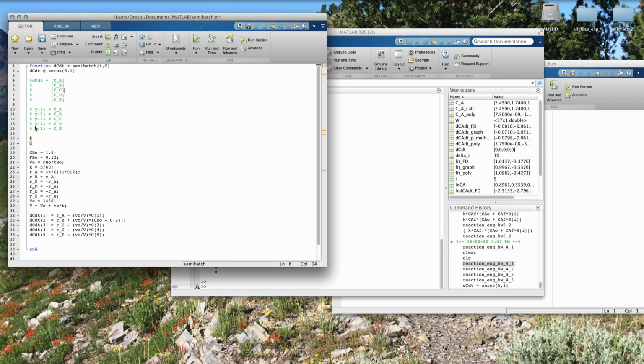So then I have, CA is the first one, CB is the second one, CC is the third one, CD is the fourth one, and CE is the fifth one. And then this is wrong because this should be 3, 4, 5. So this is referencing the spot in this array. So first one CA, CB, CC, CD, and CE.